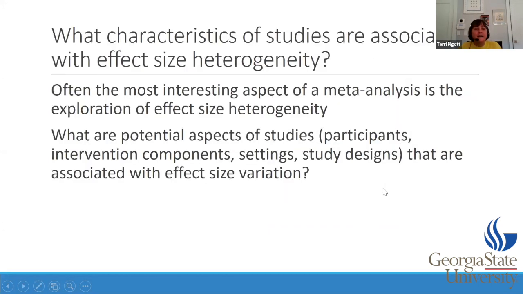So once we find out, for example, in these two cases that we have a lot of heterogeneity, often the most interesting aspect of the meta-analysis is to explore what might be related to all of that heterogeneity across studies. And so what are the potential aspects of studies, like participants, intervention components, settings, and study designs, that are associated with effect size variation? And that's why I spent a little bit of time talking about coding, because in the coding part of a systematic review, this is where we think about what are some potential reasons why studies might vary from each other, and then maybe we can look at models of effect size to see if we can account for, or at least look at, what might be related to that variation.